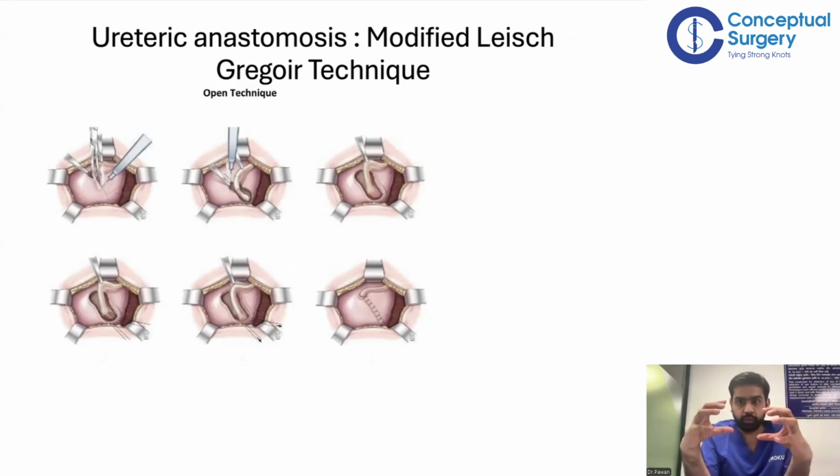Now, what is this modified Lich-Gregoir technique? I'm looking at the urinary bladder. What you do is you start cutting from outside. You cut the muscle, the detrusor muscle, and then you have the mucosa, which is basically popping out. Now, you cut the mucosa at one point.